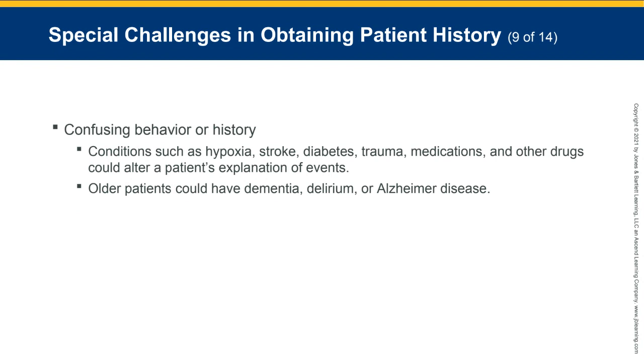You can have patients who display confusing behavior or history. They can have underlying medical conditions that are causing this. Conditions such as hypoxia, stroke, diabetes, trauma, medications, and other drugs could alter a patient's explanation of events. Older patients can have dementia, delirium, or Alzheimer's disease.